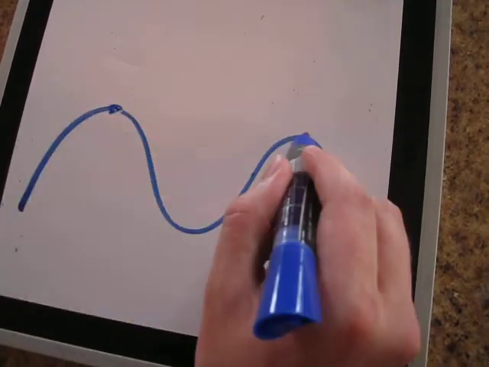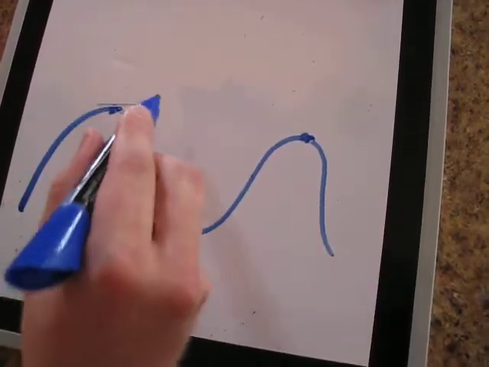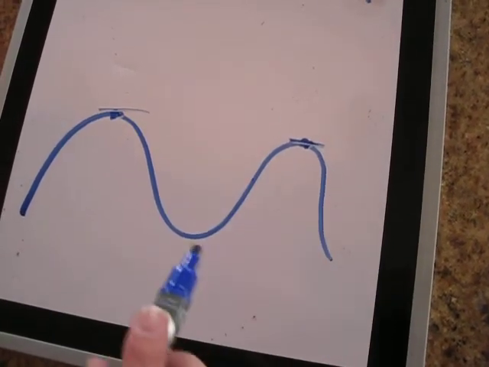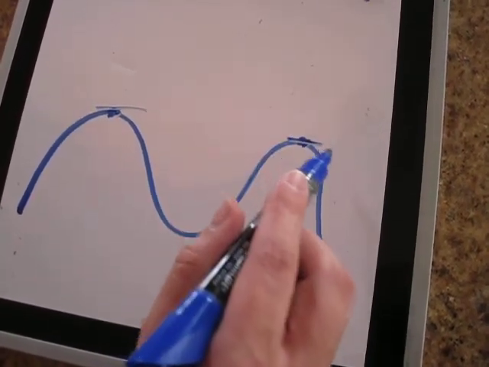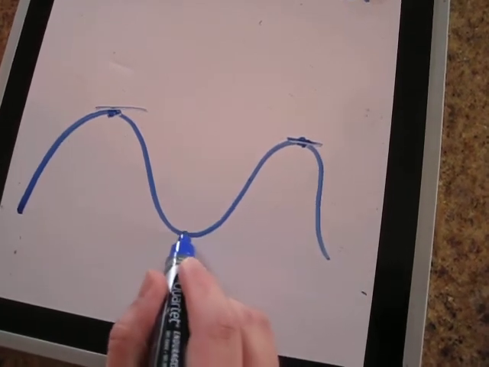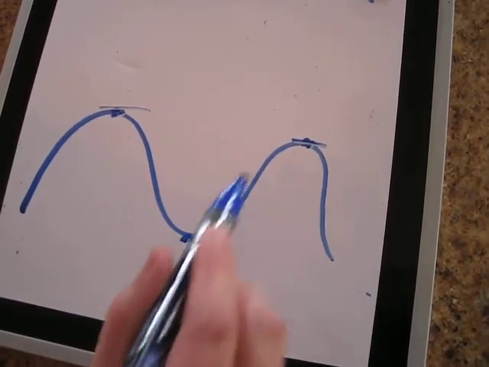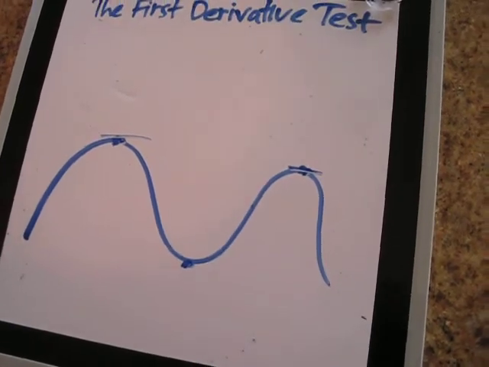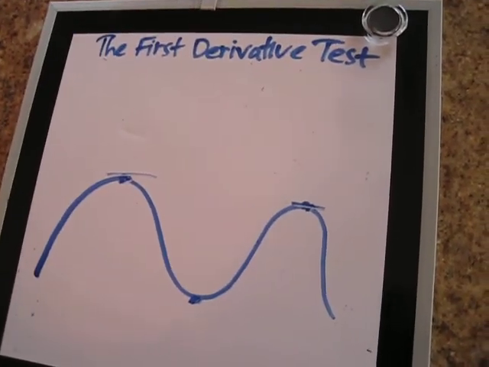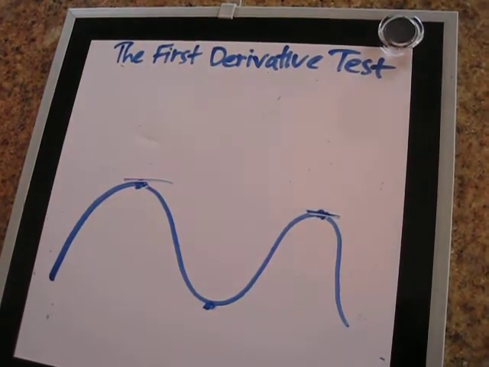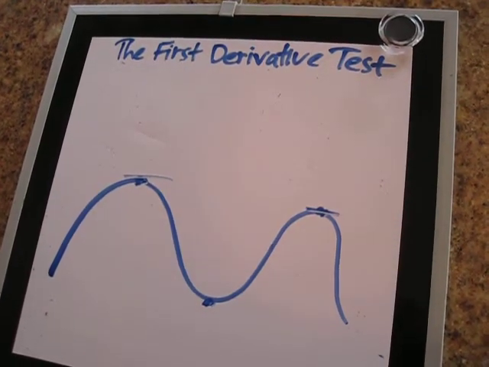These would be your maxima because they switch from increasing to decreasing. You go from driving upwards to driving down the hill. And this would be your minimum because you switch from driving down the hill to going up the next one. So that's just an analogy to help you understand what local maximums and minimums are.